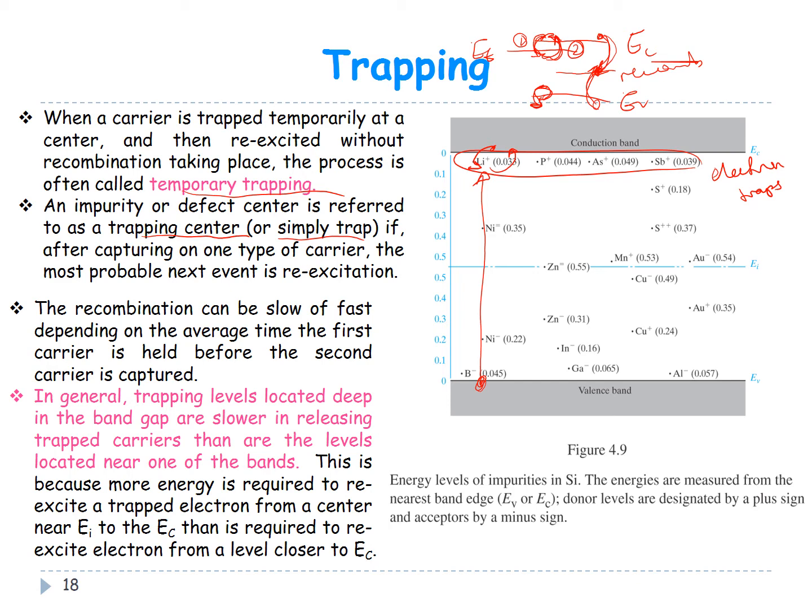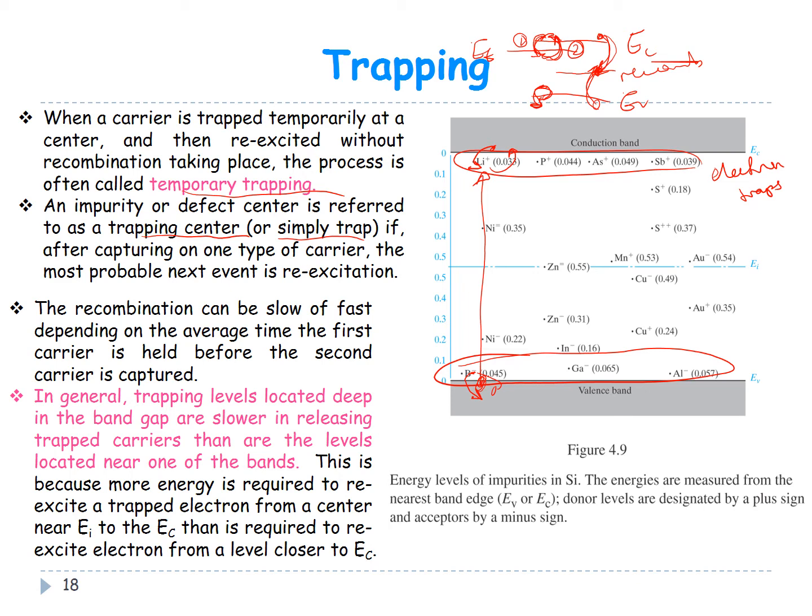When a state is close to the conduction band or close to the valence band, the state is most likely to be a trap because it's easier to capture. In this case, if it captures the hole, it's easier to re-excite the hole than to capture a hole and then capture an electron, because you need a lot of energy to do that. So states that are close to the conduction band are usually electron traps, and states that are close to the valence band are usually hole traps.